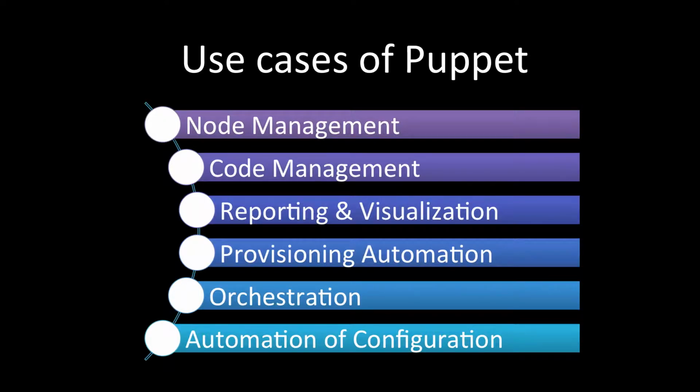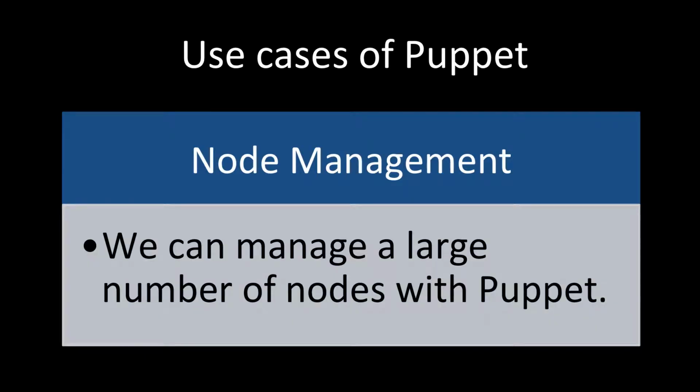The main use cases of Puppet Enterprise are as follows: node management, code management, reporting and visualization, provisioning automation, orchestration, and automation of configuration. These are the main scenarios in which we use Puppet. Let's go through these one by one in detail.